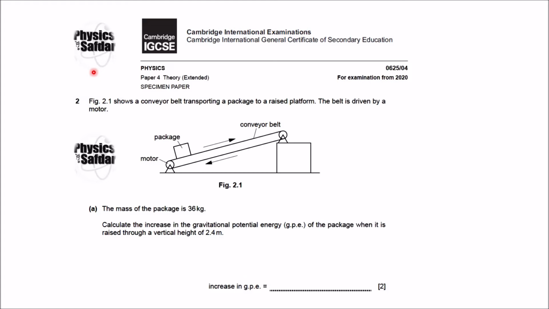Now we are going to solve paper 4, Specimen 2020, question number 2. So let's begin the solution of the day. This is question number 2, the Specimen 2020, paper 4.